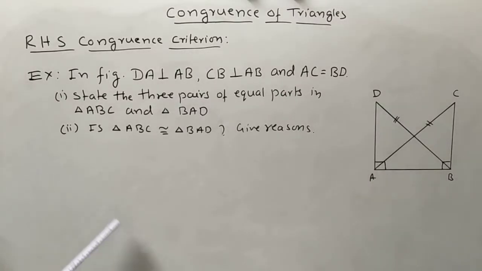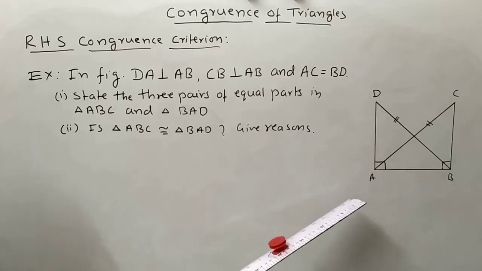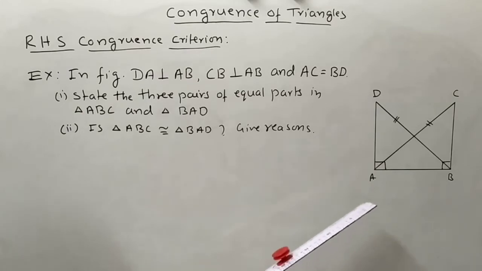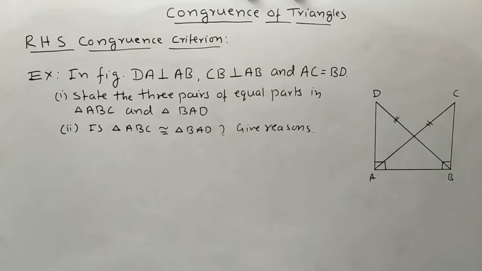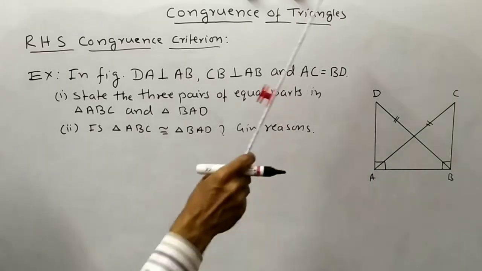Example: in the figure, DA is perpendicular to AB, CB is perpendicular to AB, and AC is equal to BD. Number 1. State the three pairs of equal parts in triangle ABC and triangle BAD.